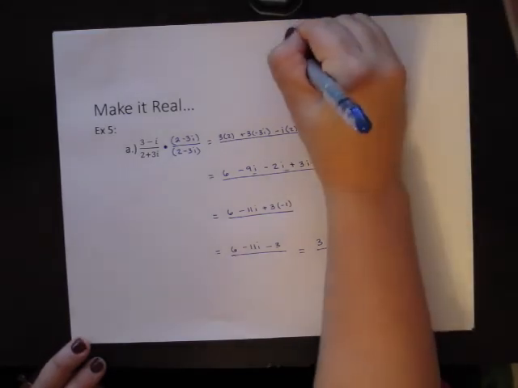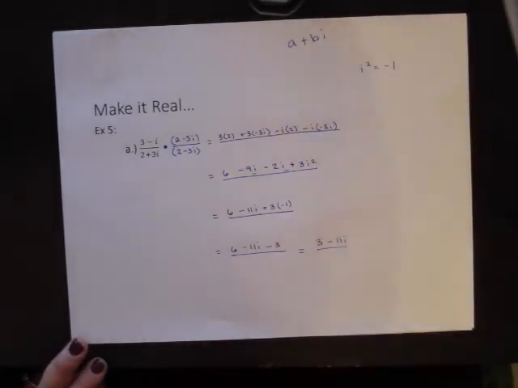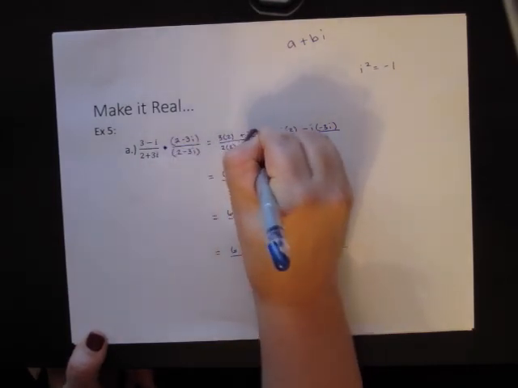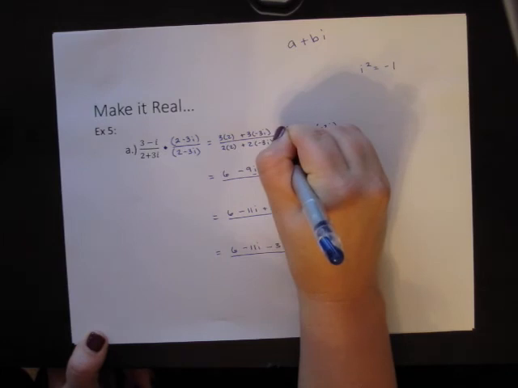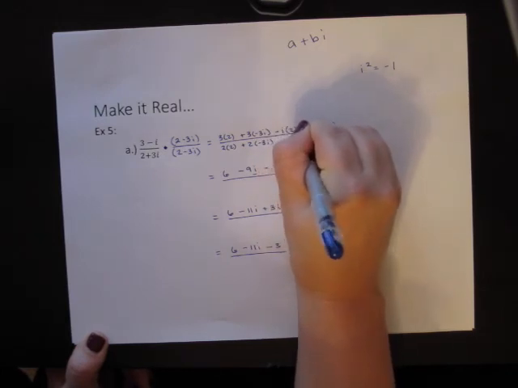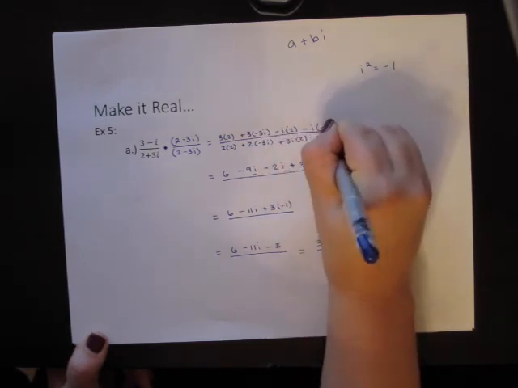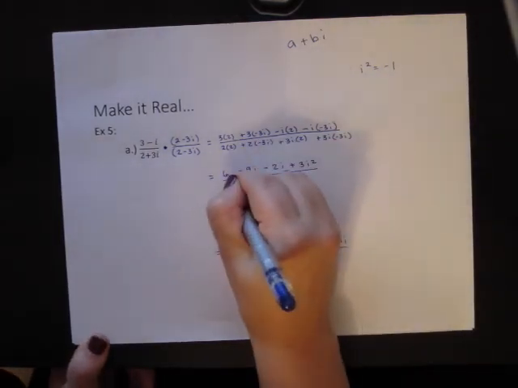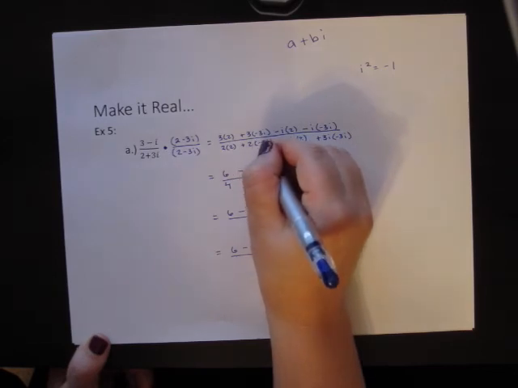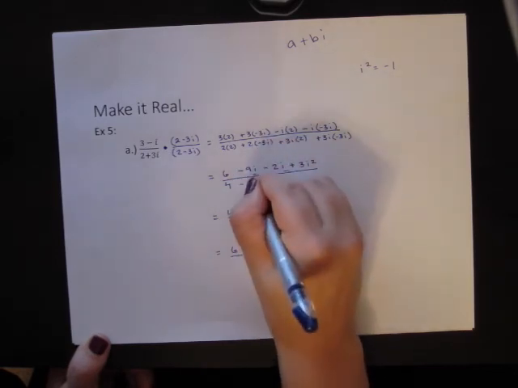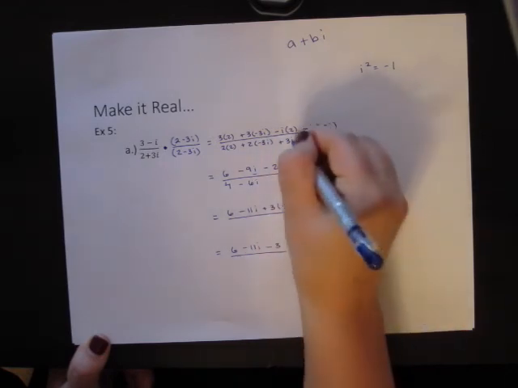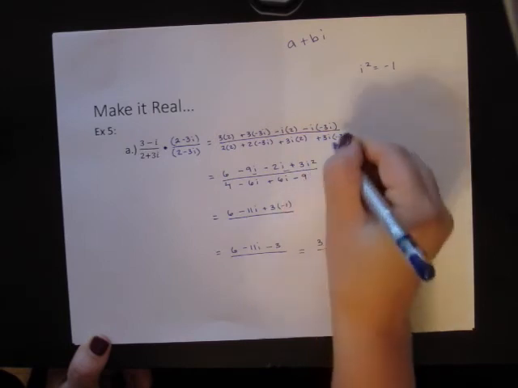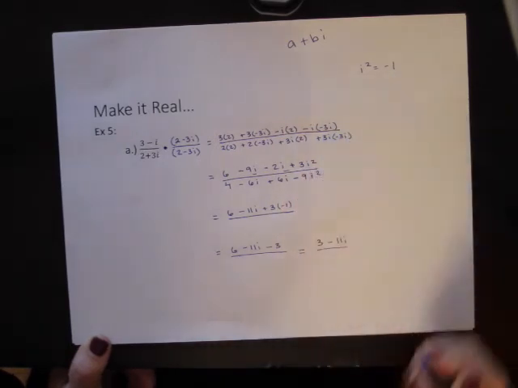Okay, and it's important that you keep it in the a plus bi form. Alright, so now let's clean up the denominator. We'd go 2 times 2 plus 2 times negative 3i, plus 3i times 2 plus 3i times negative 3i. So 2 times 2 would be 4. A positive times a negative is a negative, so negative 6i, plus 6i, minus 9, so 3 times 3 is 9, i squared.